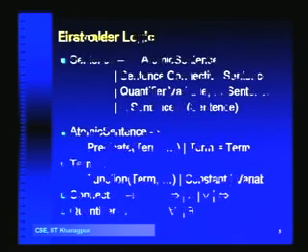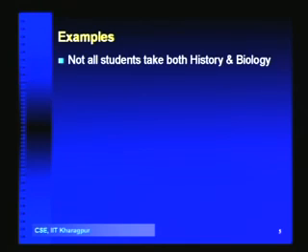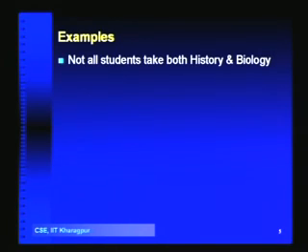Now, let us do one thing. Let us have a look at some examples and try to formulate these examples in first order logic. So, the first one says, not all students take both history and biology. Right. The first step in modeling this kind of sentences in first order logic is to decide on what is the set of predicates that we are going to have. So, first thing is that it is not that everybody takes history and biology, not all students.